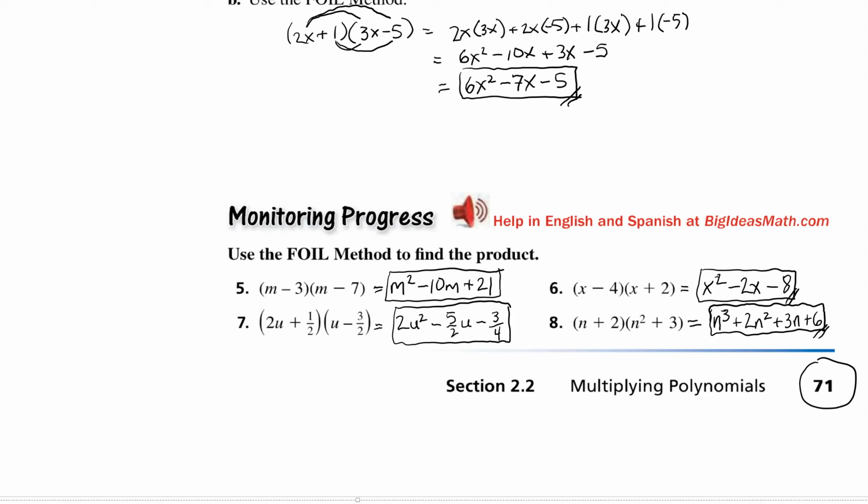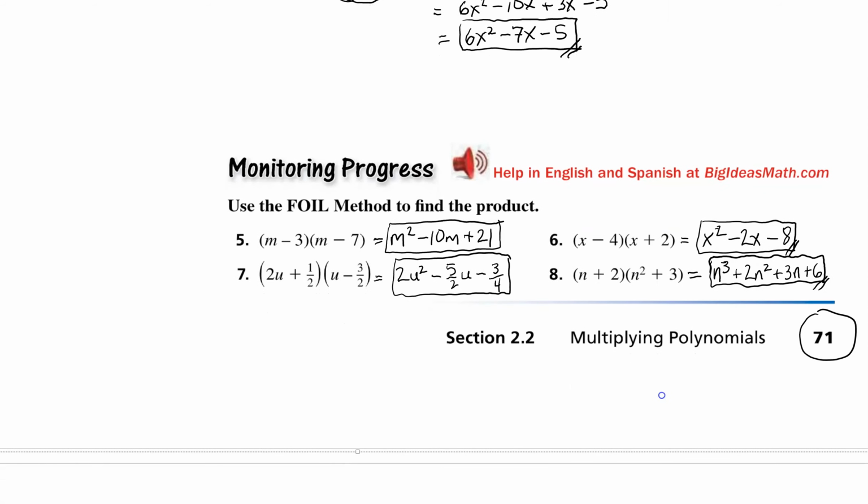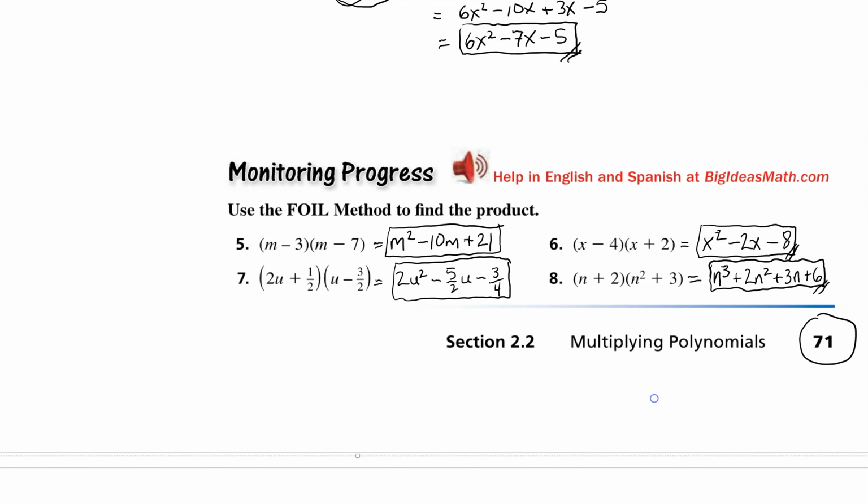Here are the answers that I got for the monitoring progress problems. You can pause the video and compare them with what you got.